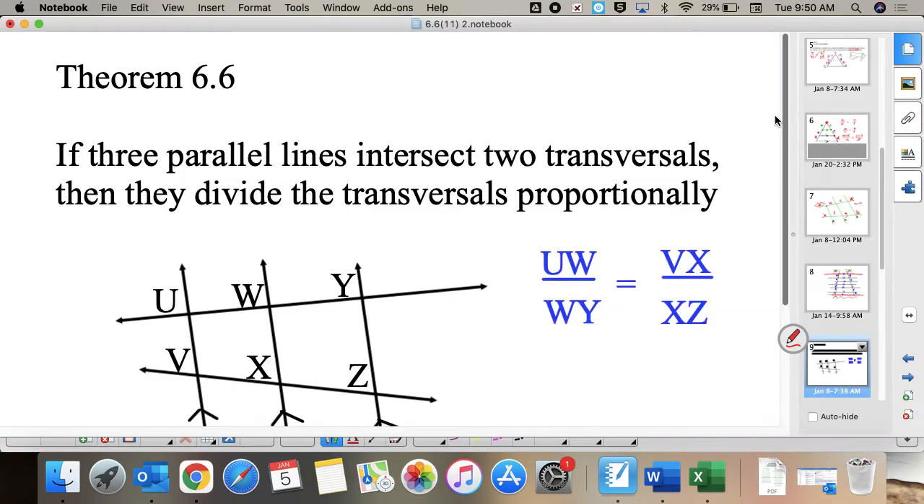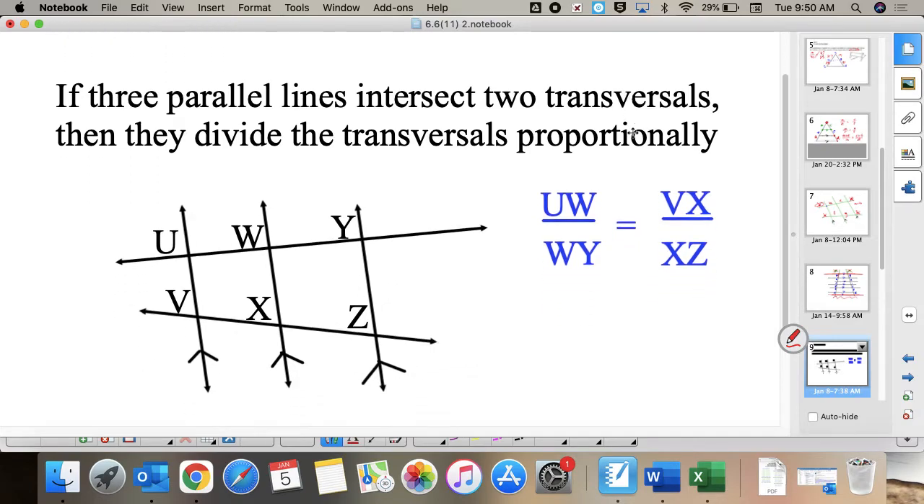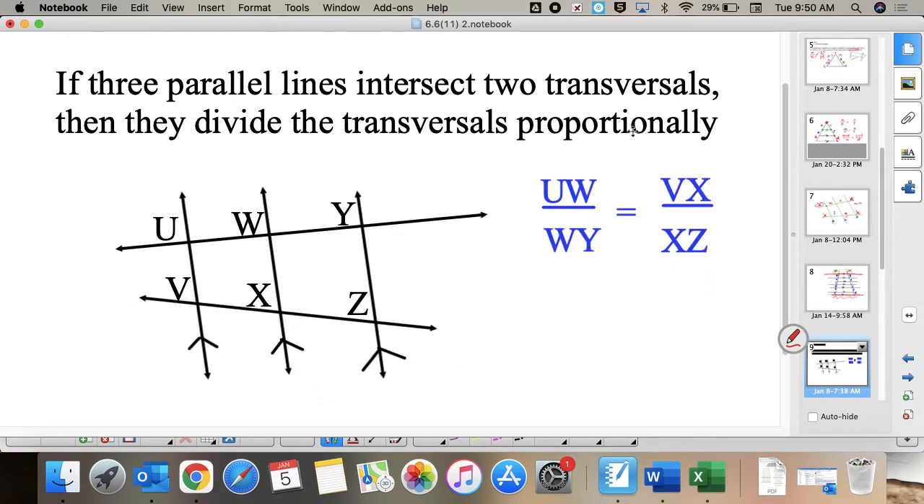Right, and that's the idea here in Theorem 6.6. If three parallel lines, or you could have 4 or 5 or 6, intersect two transversals, then they divide those transversals proportionally. Right? Really looking at these pieces in here. If this is 2 to 3, if this is 4, then this is going to have to be 6. Right? Those ratios have to be the same. That's what that term proportionally means.